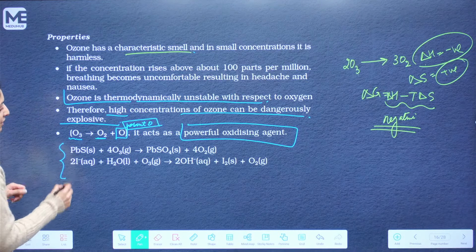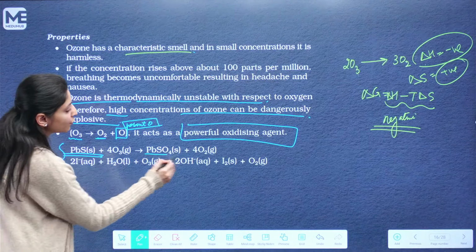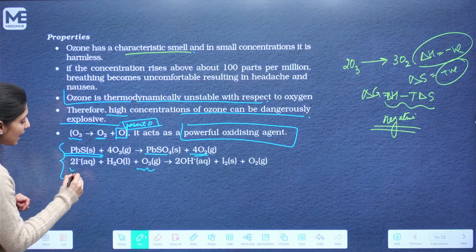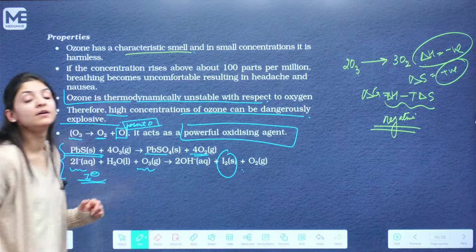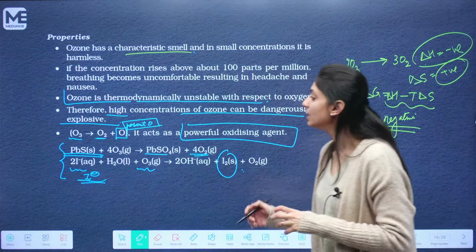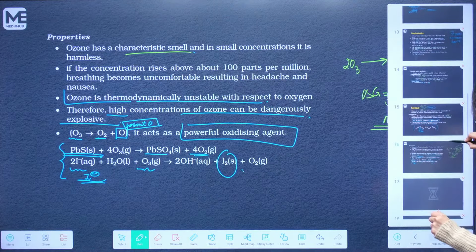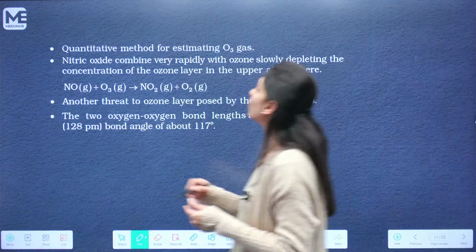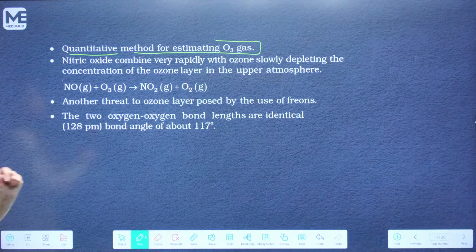So the two oxidation reactions of ozone are, it oxidizes PbS to PbSO4 and gives oxygen. Another interesting reaction is where it oxidizes I minus to I2, iodine solid. Now this is the particular reaction which is used in the estimation of ozone using titration. So the quantitative method for estimating O3 gas is based on that oxidizing property of ozone.